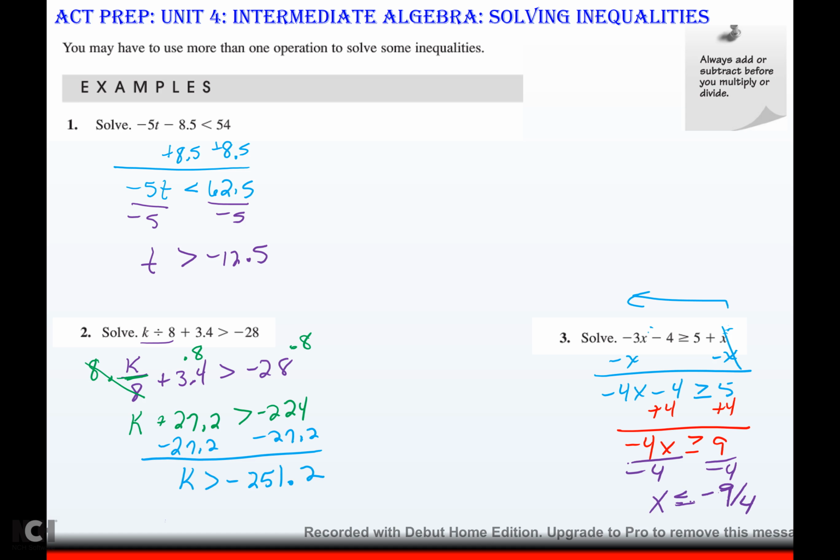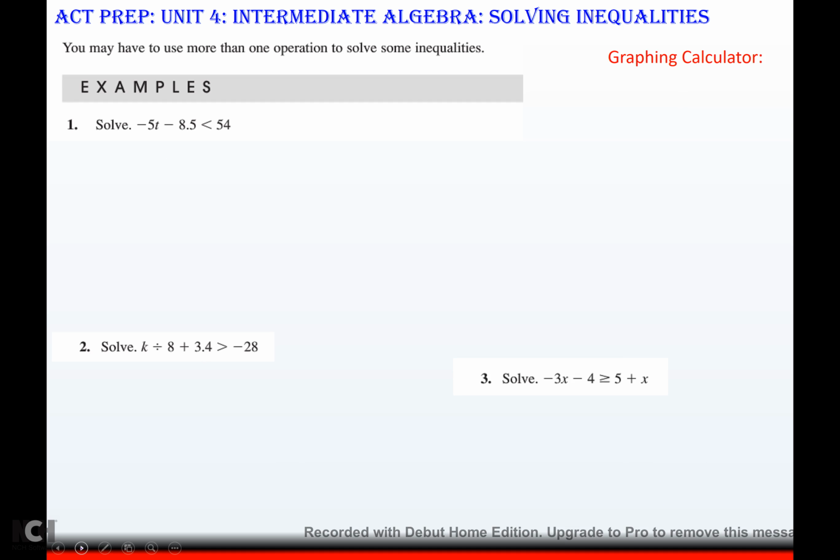Okay? Alright, now I'm going to show you how to do these on the calculator, but like I said, this took a lot less time than it's going to take me to do it on a calculator, but you can do it. So I'll show you how. Same problems. And what I did is I type in this side for y1 and this side for y2. So I typed negative 5x. You don't use t, you got to use x. Negative 5x minus 8.5, and the other side I said is 54.